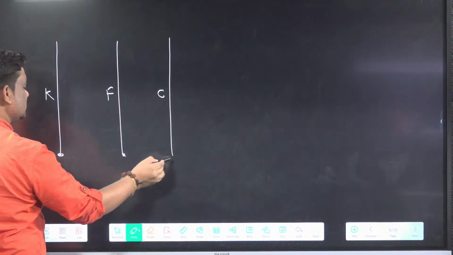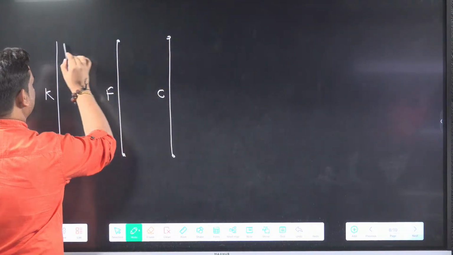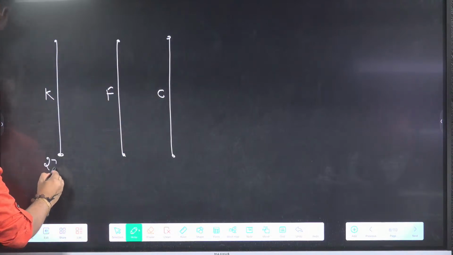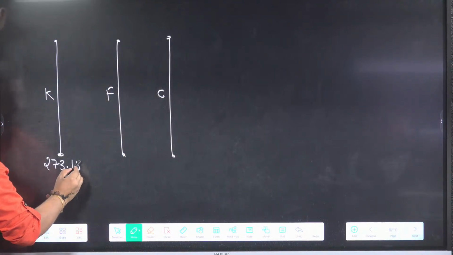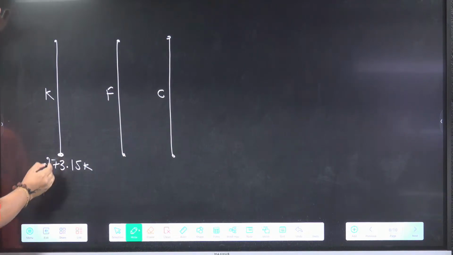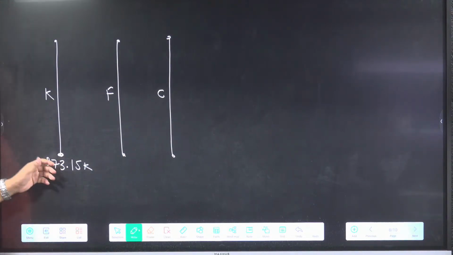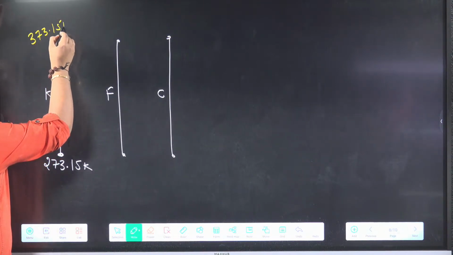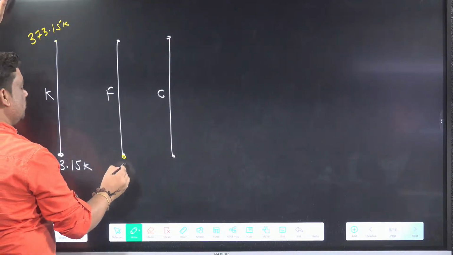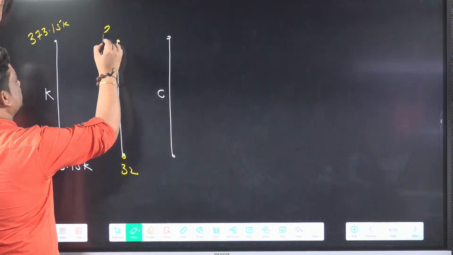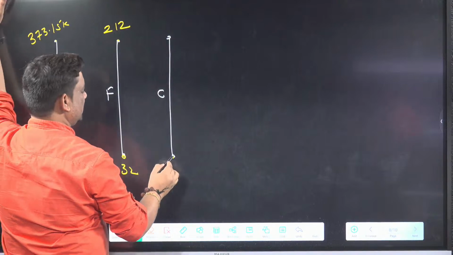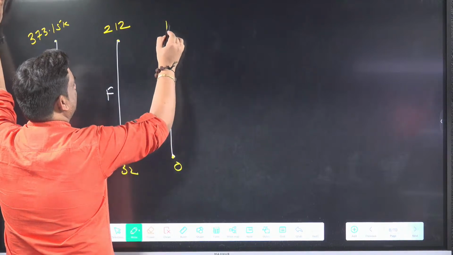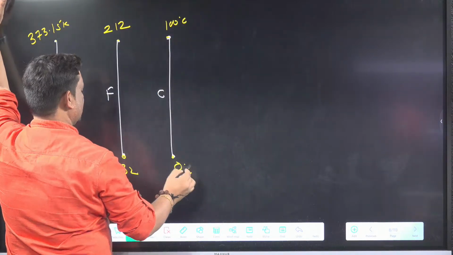Now for these scales we have lower values as well as upper values. For the Kelvin, lower value is 273.15. But for the calculation I will only take 273. I will not consider 0.15. Here I will write 373.15. For the Fahrenheit, lower value is 32, upper value is 212. And for Celsius, lower value is 0, upper value is 100. Like these are the values here.